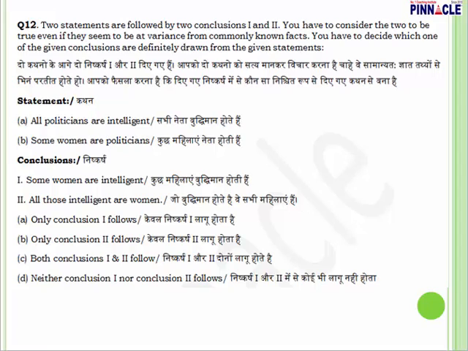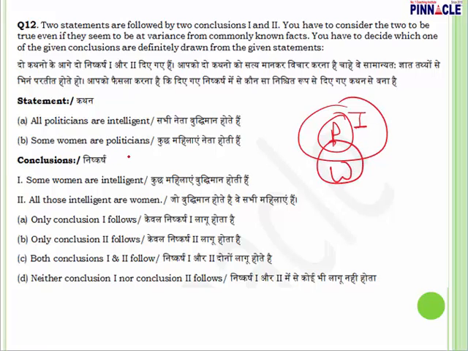Question 12, all politicians are intelligent. Some women are politicians. First conclusion, some women are intelligent, right? Second, all intelligent are women. This is wrong. Only 1 follows.